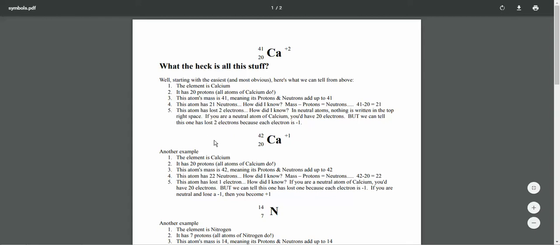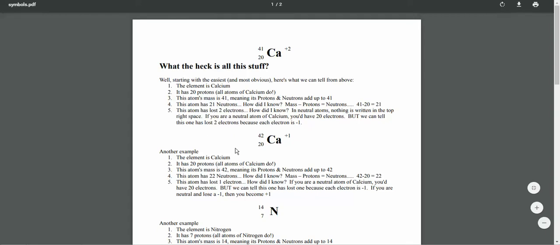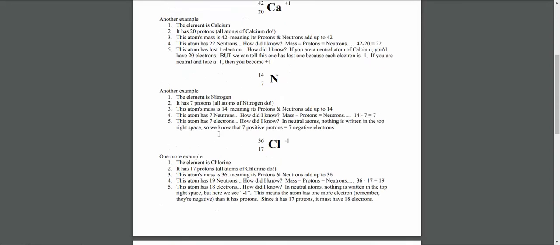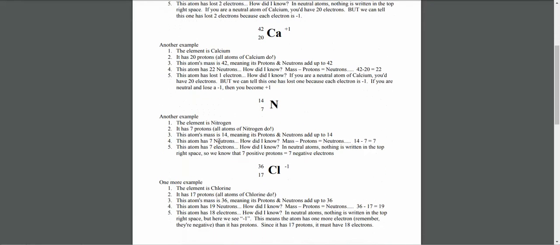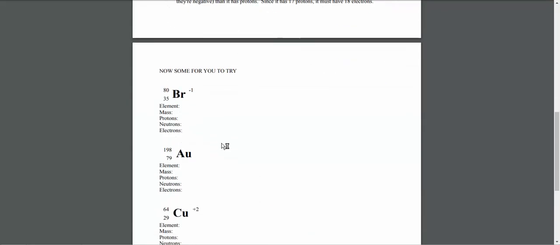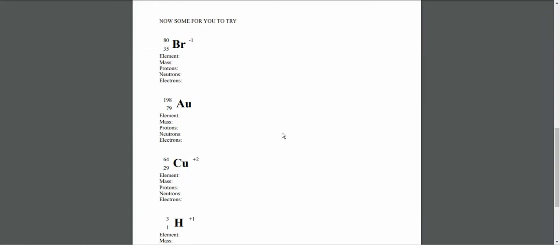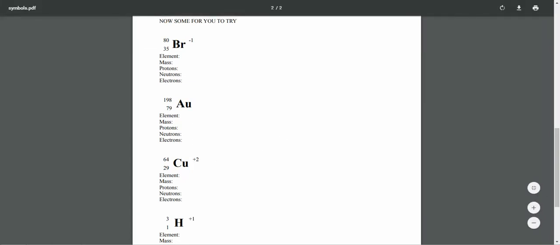Okay, this video is to help you with the back side of the atomic symbols sheet. So the front side right here, I give you a symbol and some numbers here, and I describe everything that you can figure out about the atom from that symbol. And I gave you 4 examples here, and then I give you some problems on the back to try. And the answers are at the bottom if you want to peek, but since you're watching this video, I assume you need to hear a little bit more. So let's get to it.